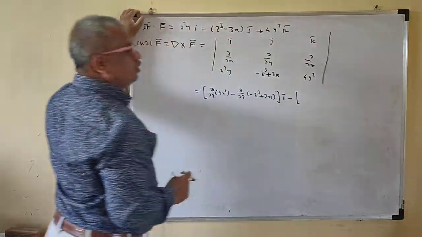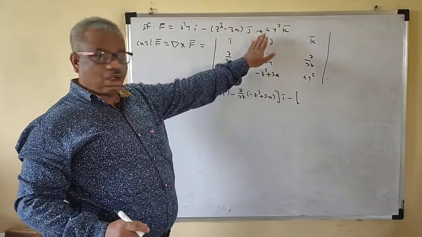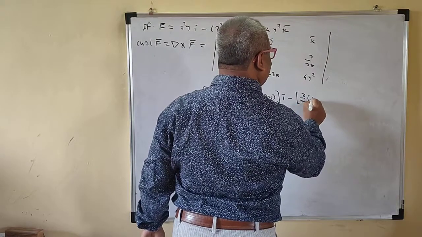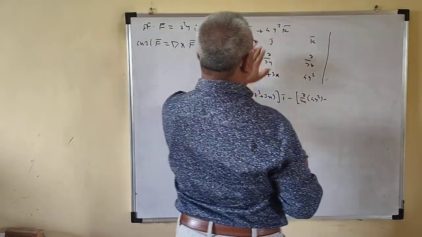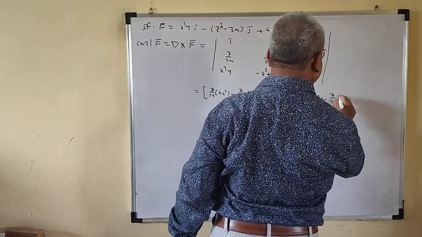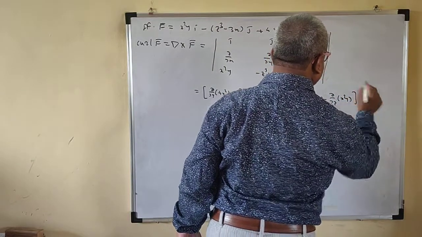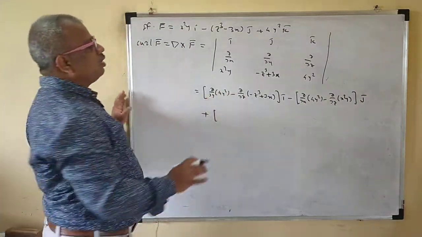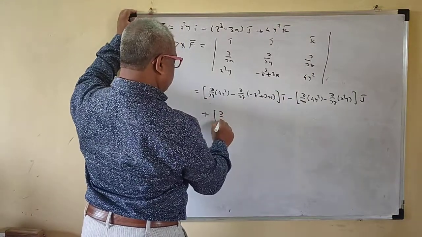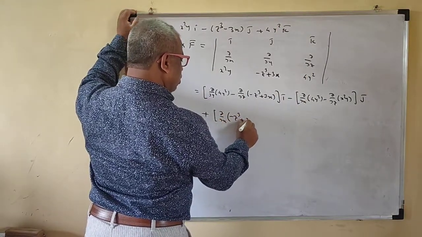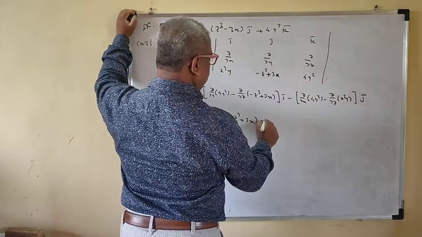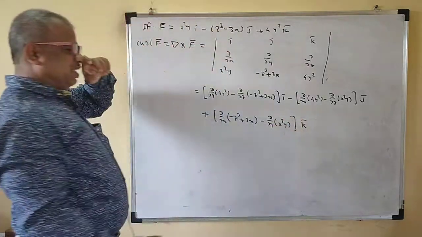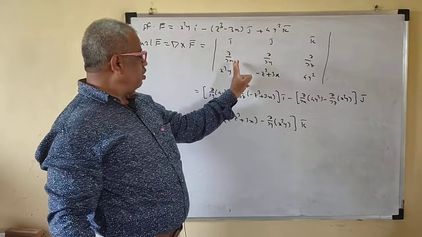Now we'll collect the second component. This is minus, so you have to drop the second column and the first row. So ∂/∂x of 4y² minus ∂/∂z of x²y, j bar. Next, the third component: you have to drop the third column. So ∂/∂x of (−z³ + 3x) minus ∂/∂y of x²y, k bar.